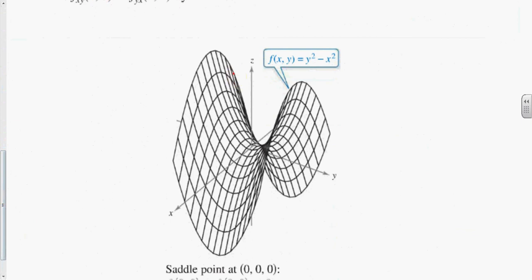So look, see at the origin, you see that minimum, but then you also have a maximum. So the system is confused. Right? Yes, sir.